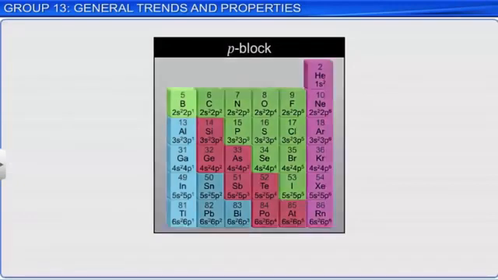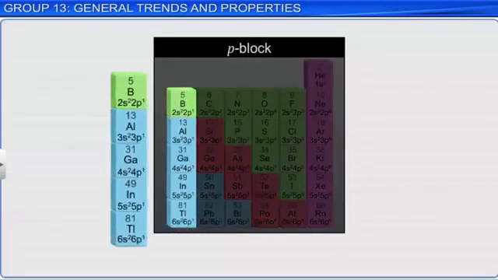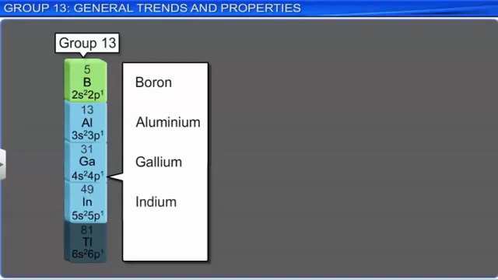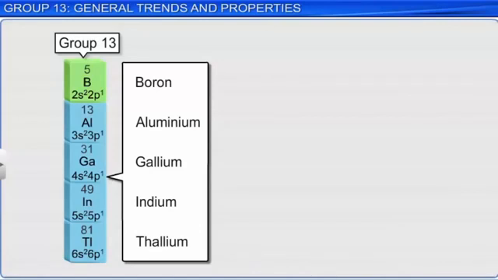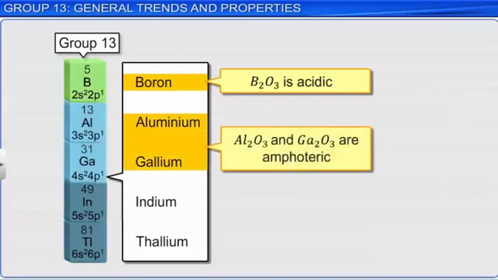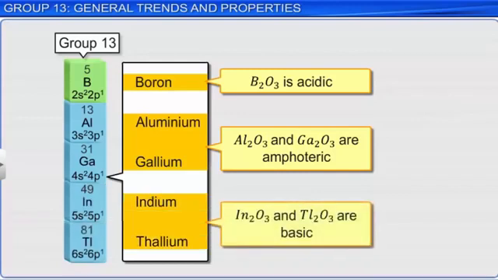Let's focus our attention on the group 13 elements. The members of the boron family include boron, aluminium, gallium, indium, and thallium. The elements in group 13 exhibit a wide variety of properties. For example, boron trioxide is an acidic oxide. Aluminium oxide and gallium oxide are amphoteric. They can act as both acids and bases. The oxides of indium and thallium are basic.